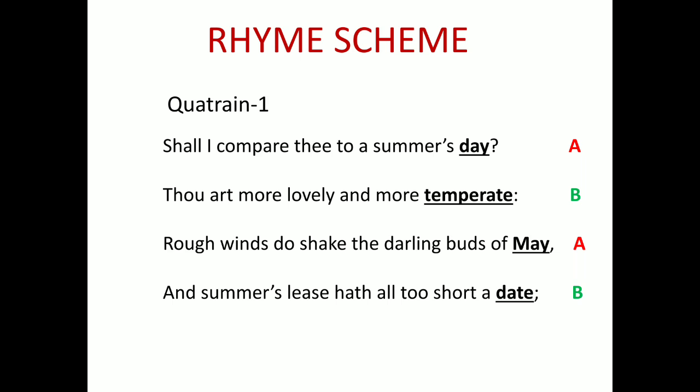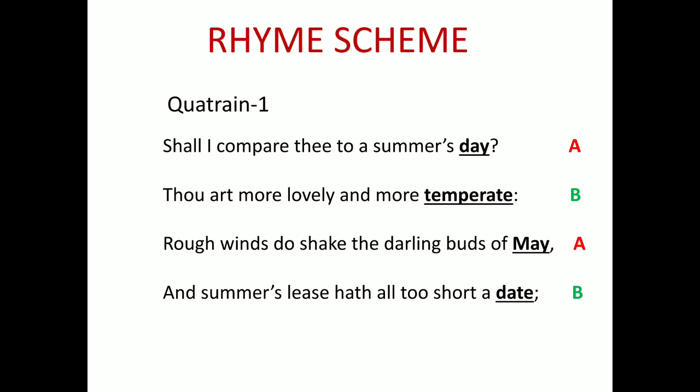First line, shall I compare thee to a summer's day? To find the rhyming pattern, you have to focus on the ending syllable of the last word in the line. Here, the word day. We will mark it as A sound. Thou art more lovely and more temperate. The word temperate does not rhyme with the word day, so it's B sound.